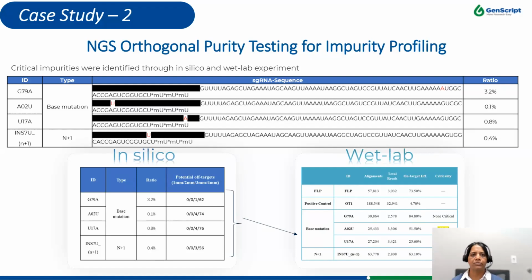To confirm this, we performed the wet lab test. We synthesized all the potential mutations along with the full-length product and positive control to conduct an on-target efficiency test. From this test, we found that the two mutations significantly reduce the on-target efficiency and increase the potential for off-target effect, and we identify them as critical impurities, which are highlighted with the yellow line. And these impurities are U17A as well as A02U.